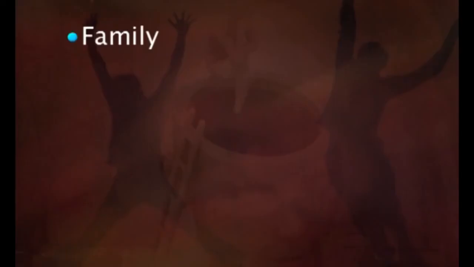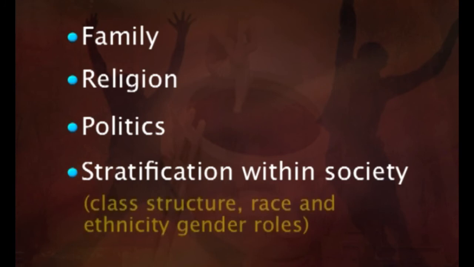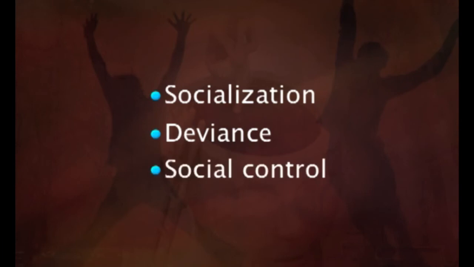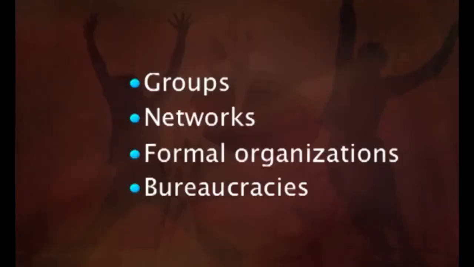Social psychology bears a close relationship to several other fields, especially sociology and psychology. Sociology is the scientific study of human society. Sociology examines social institutions such as family, religion, politics, stratification within society, that is, class structure, race and ethnicity, and gender roles, basic social processes such as socialization, deviance and social control, and finally the structure of social units, that is, groups, networks, formal organizations, and bureaucracies.